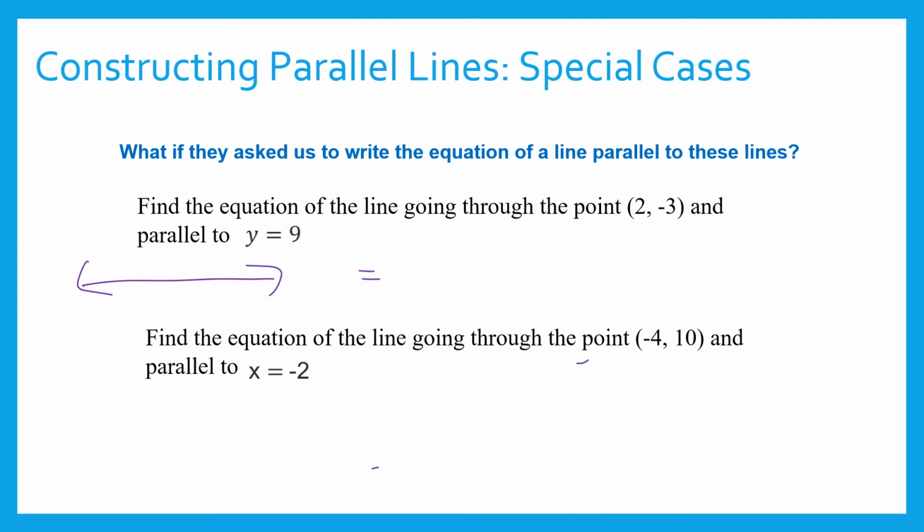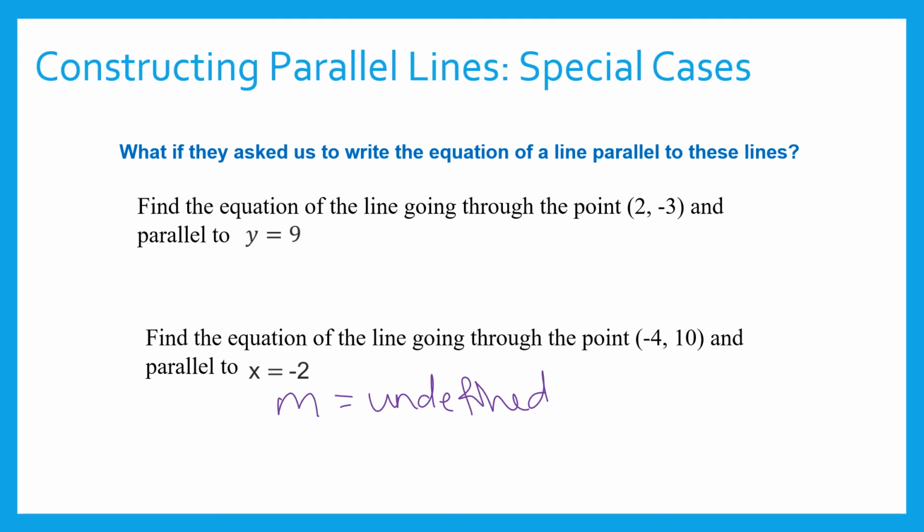Okay, so I want to find the equation of a line that goes through the point (-4, 10) and is parallel to x equals -2. Now remember, the slope for x equals -2, that's a special case, is undefined. It goes straight up and down.